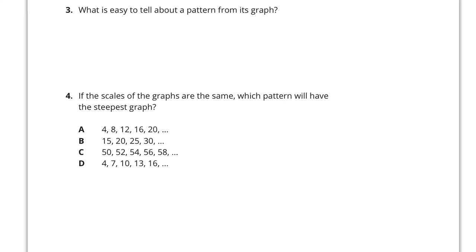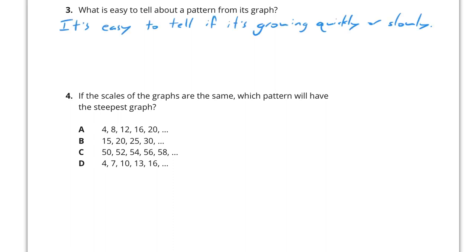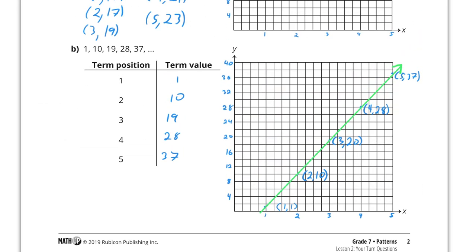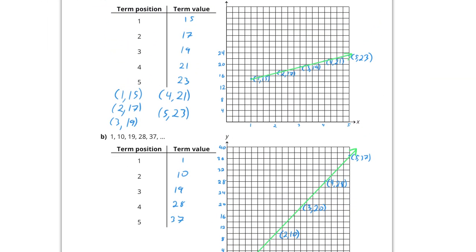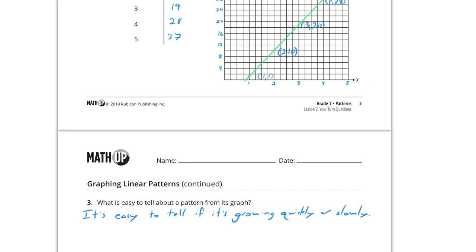It says, what is easy to tell about a pattern from its graph? And you might say something like this. It's easy to tell if it's growing quickly or slowly. For instance, if we look at these two graphs, I can tell that this graph here is growing much more quickly. It's got a very steep slope, and this slope is much more gradual. It's a shallower slope, so it's not growing as quickly. Let's look at the next question.